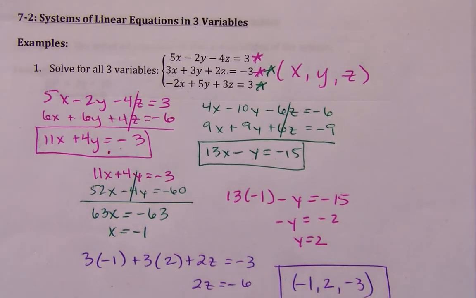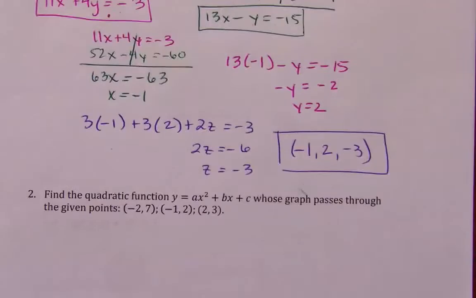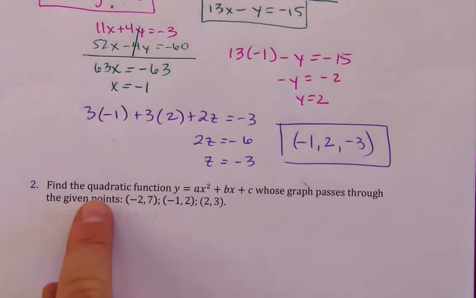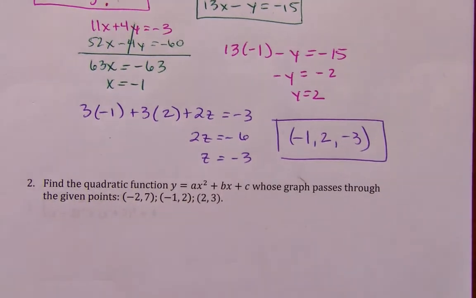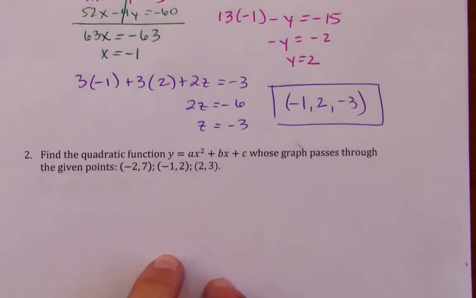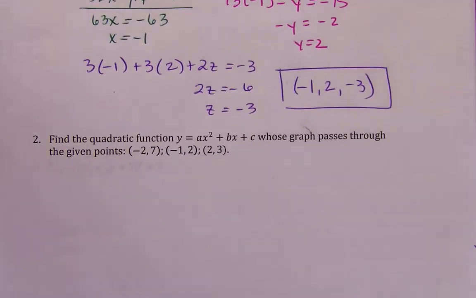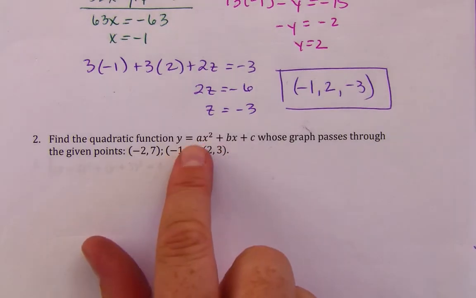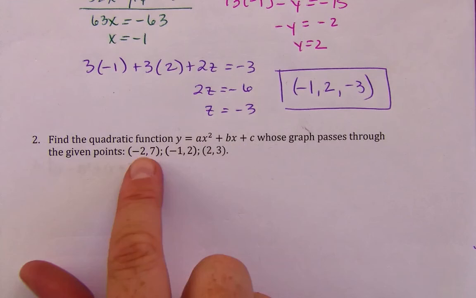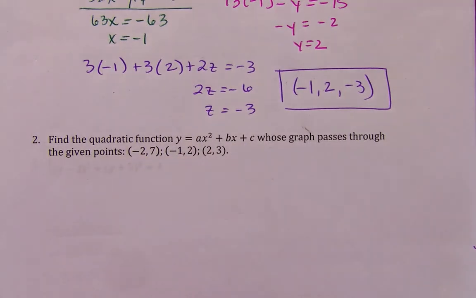Now, let's go ahead and look at our next example. We have an example that says, find the quadratic function y equals ax squared plus bx plus c, whose graph passes through these 3 points here. Now, at first, it might seem overwhelming, but what we can actually do is set up some equations here. They give us this equation right here where we have a, b, and c.